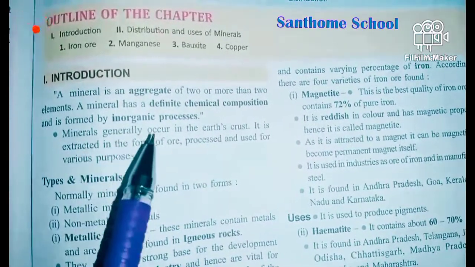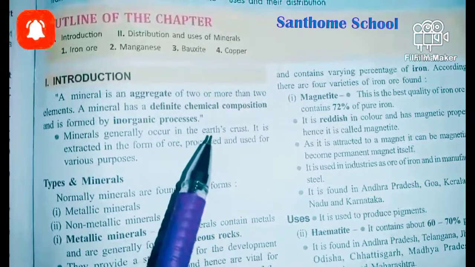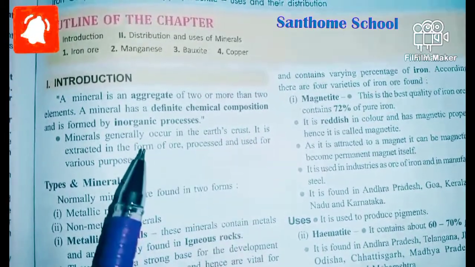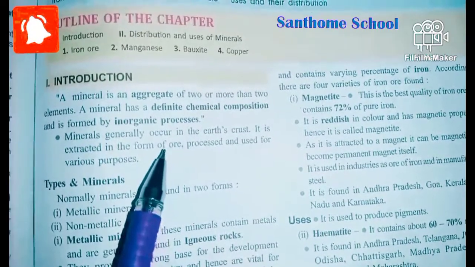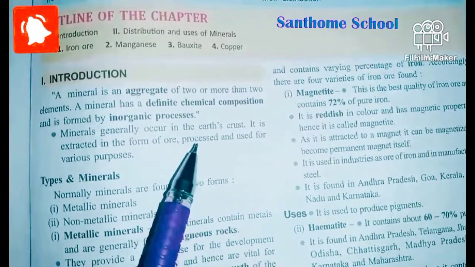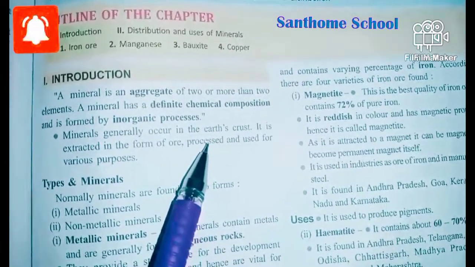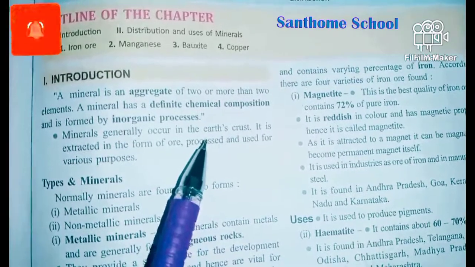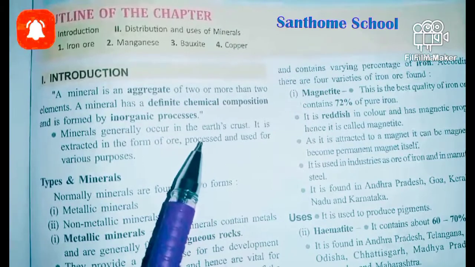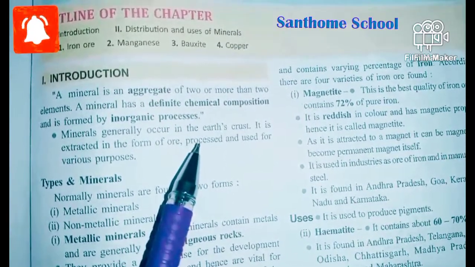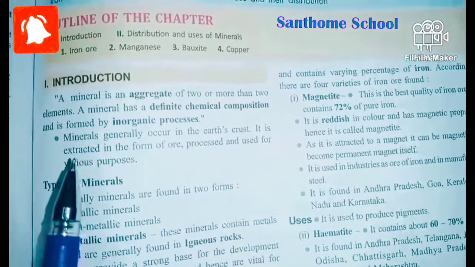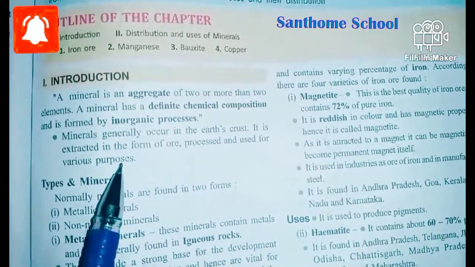Now, speaking about minerals, they generally occur in the earth's crust and are extracted from their ore. So ore from the mine is brought to the factories. In the factories it is processed, and after the processing we get the exact good mineral. Gold, silver, etc. And such kinds of minerals can be used for various other purposes.